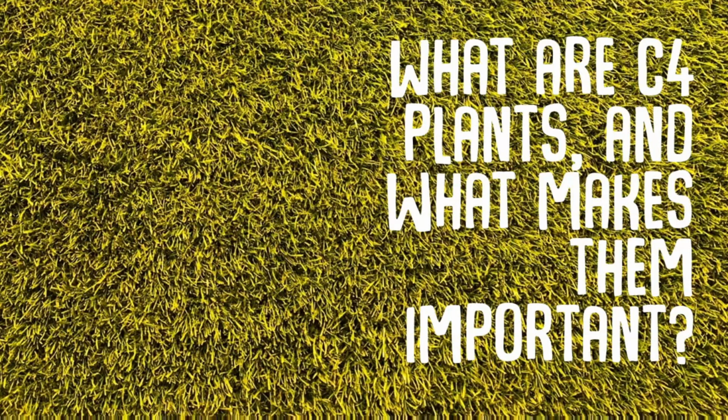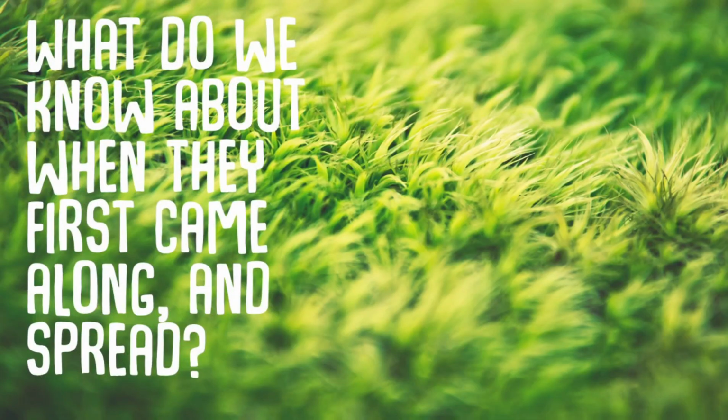C4 photosynthesis has brought humans some very important food crops like corn, sugar cane, sorghum and millet. C4 plants also dominate subtropical and tropical grasslands like the African savanna today. We might not have those iconic grasslands and zebra, gazelles and other mammals without them. There are also hypotheses that link the evolution of C4 grasslands in Africa to the evolution of our own line, the hominins, including humans. What do we know about when they first came along and spread?